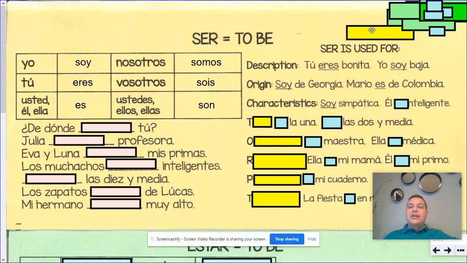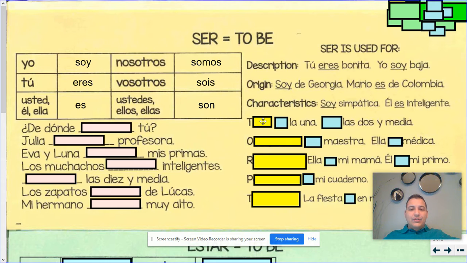C for characteristics. Again, more adjectives, okay? In this case, it's not physical adjectives like in the first one, description, but more characteristics of personality. For example, soy simpática. I am sympathetic. Okay, I am a nice person. Él es inteligente. He is intelligent. All right, so for personalities or characteristics of personality.